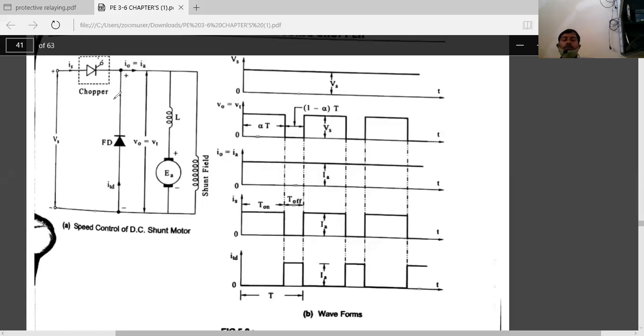Similar to the previous one is speed control of DC shunt motor, because the shunt field winding is there. The speed control of the DC shunt motor is similar to the previous one, but the performance of the motor will be different. That is the series motor, this is the shunt motor. These output equations and output waveforms are also similar to the previous one. There is no difference between DC series and shunt motor.